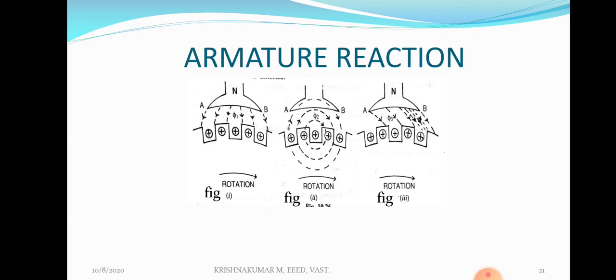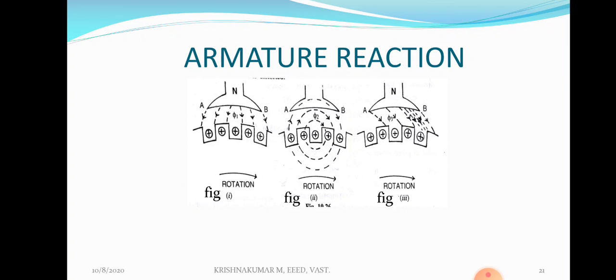What about figure 2? Imagine there is only armature flux. Imagination is only possible in this case because there is always phi 1 in a generator. Main flux is always there. So for some time we can imagine that suppose there is only armature flux. What would be the condition of the flux? Look at the figure. Only phi 2 is there.